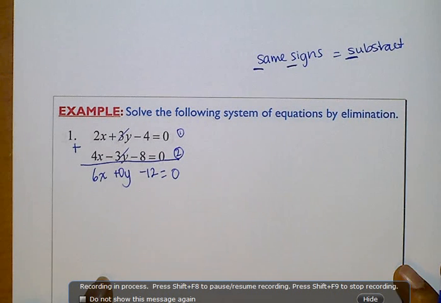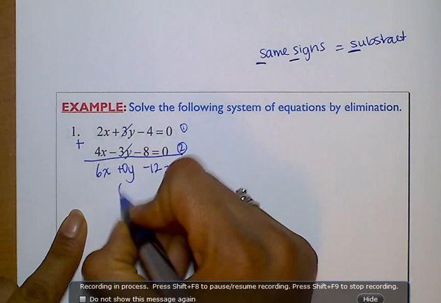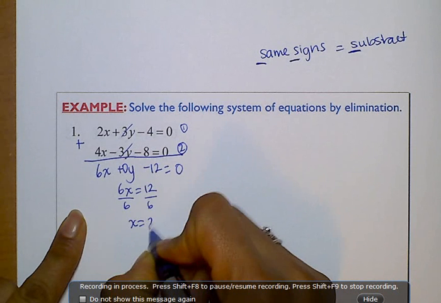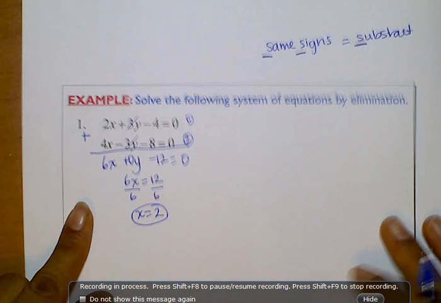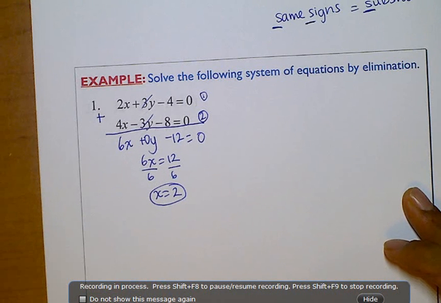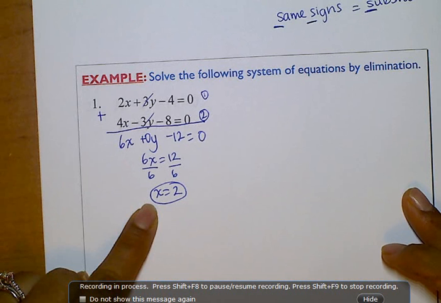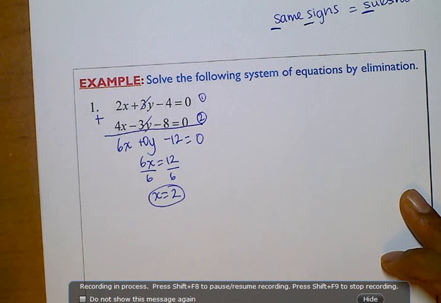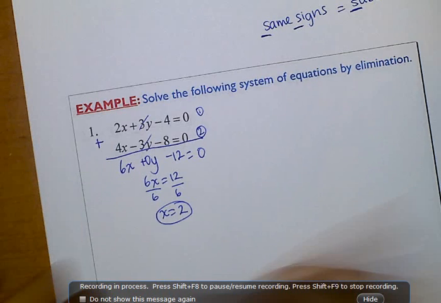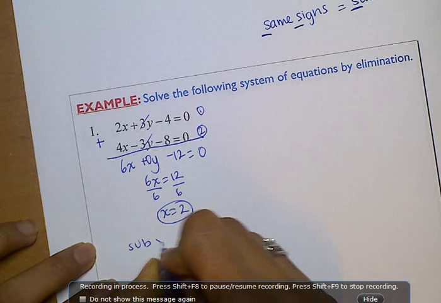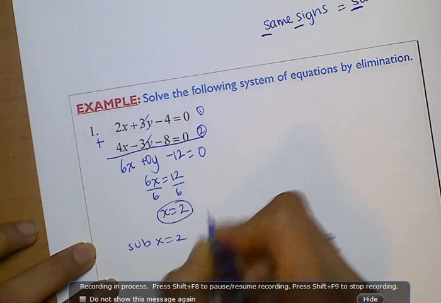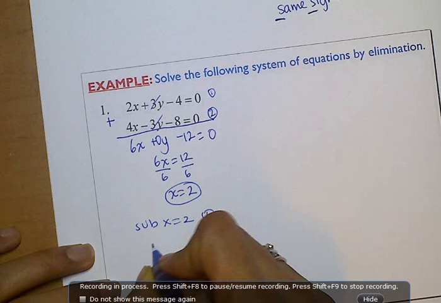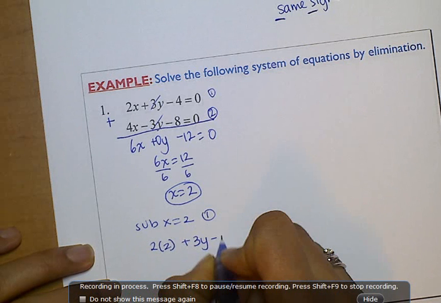Then it's the exact same thing as what you've been doing in substitution. You're going to put that solution into any one of the equations, either 1 or 2, and solve for the other variable. So here I'm going to substitute x equals 2 into the first equation. Anytime I see an x, I'm going to put in 2. So 2 times 2 plus 3y minus 4 equals 0. That's 4 plus 3y minus 4 equals 0. 4 minus 4 is 0. So 3y equals 0; divide both sides by 3, y equals 0.